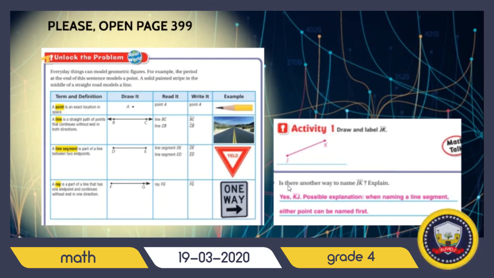So it says, is there another way to name JK? Explain. While explaining, we said we can switch their place. It can be KJ, right? So when naming a line segment, either point can be named first. Good job.